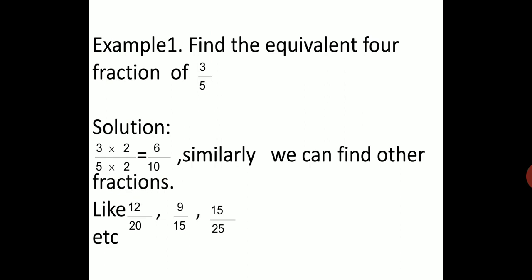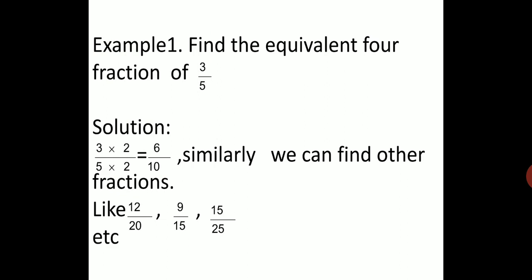But a condition applies here. We have to multiply the same number with the numerator and denominator, and that answer will be an equivalent fraction of the given fraction. So which are the equivalent fractions of 3 by 5? You can understand easily now. Equivalent fractions of 3 by 5 are: one is 6 by 10, one is 12 by 20, one is 9 by 15, one is 15 by 25. I think this concept is clear now to you because we are going to use this concept frequently again and again in so many questions.